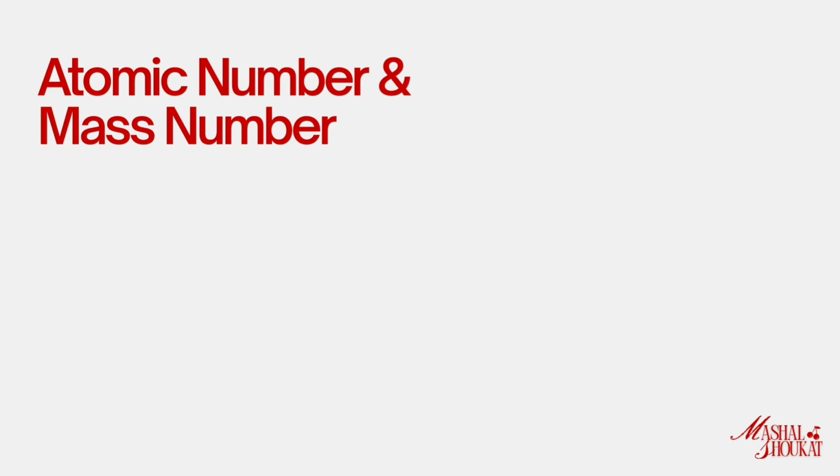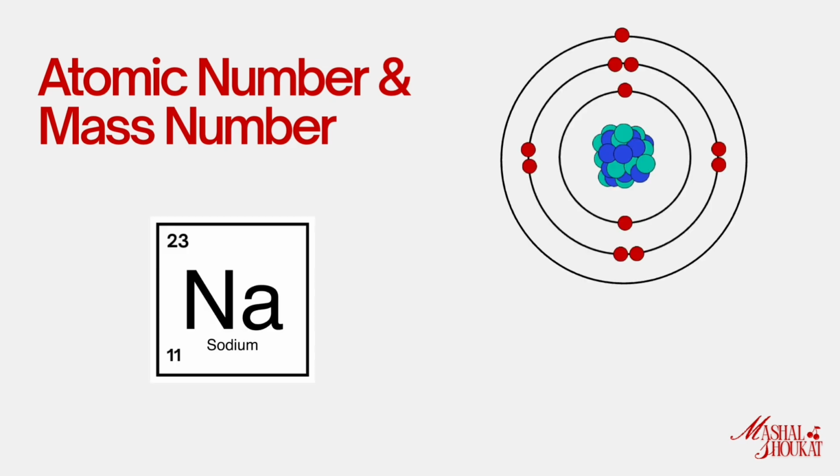The atomic number tells us the number of protons in an atom, and every element has its own unique atomic number. The mass number is the total number of protons and neutrons inside the nucleus. To calculate the number of neutrons, we subtract the atomic number from the mass number.